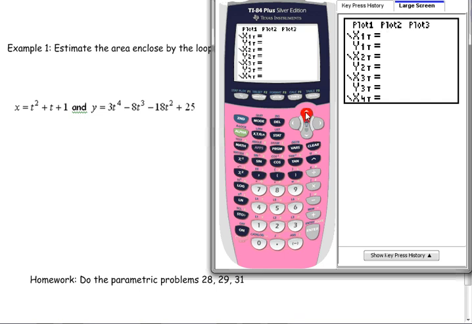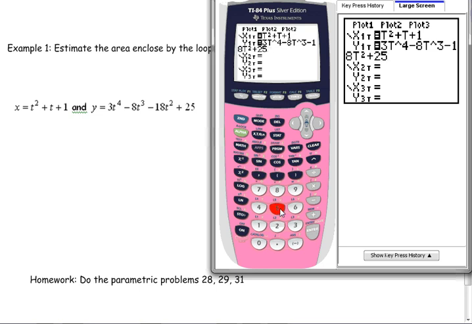Okay, so x of t is t squared plus t plus 1. And y of t is 3t to the 4th minus 8t cubed, nicer if you have pretty print, minus 18t squared plus 25.